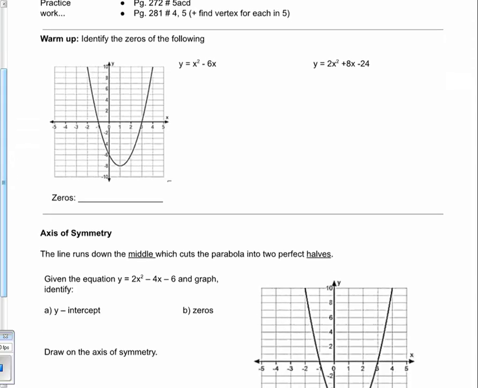We've got one graph and two equations. If we look at this graph here on the left-hand side, we can see that the zeros are right here at -1 and also at +3. So it's at both places. Again, the zero on the graph is where the graph passes through or intercepts the x-axis.